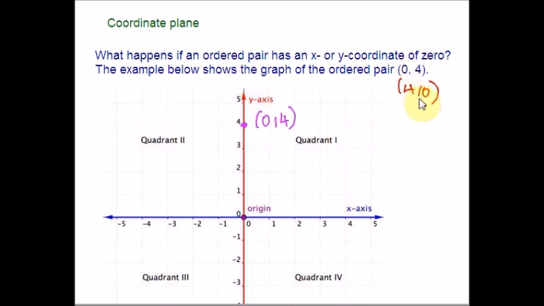Let me also show how to locate 4, 0. 4, 0 will not lie on any quadrant. The y coordinate is 0, so it will lie on the x-axis only. So 4, 0 will lie here. Hope you are clear with this example.